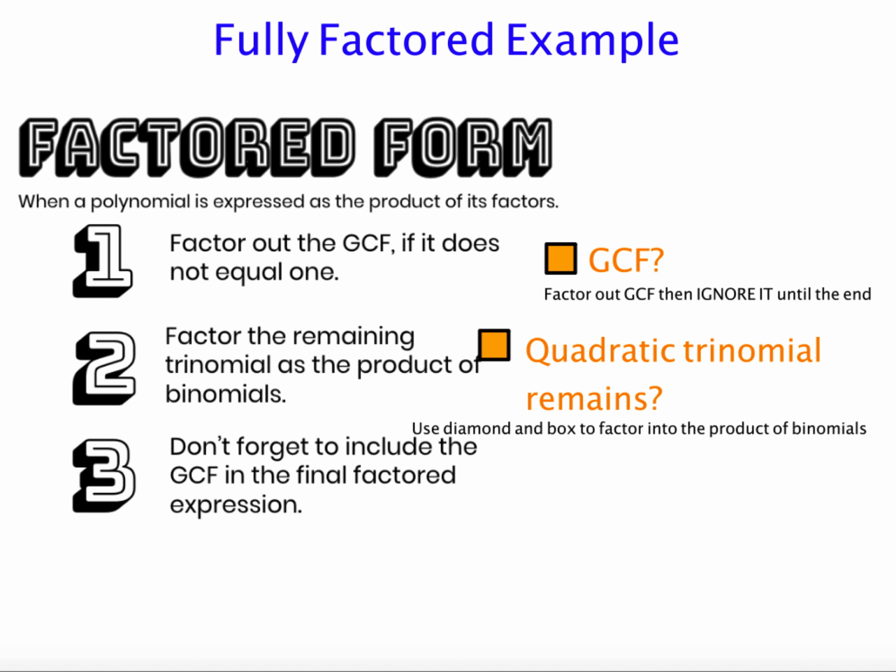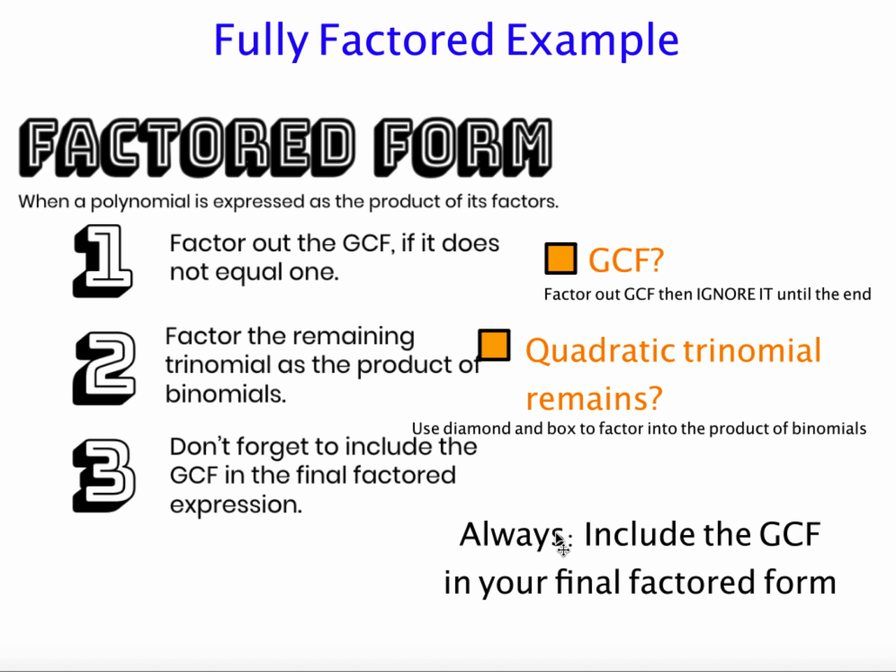And then in the end, here's where a lot of partial credit happens. You factor out the GCF, you ignore it. You factor the remaining trinomial into the product of binomials. And then in the end, your original answer needs to include the GCF. So we'll look at this as an example of a problem where we need to do both: factoring out the GCF, and then factoring the remaining quadratic into the product of binomials.